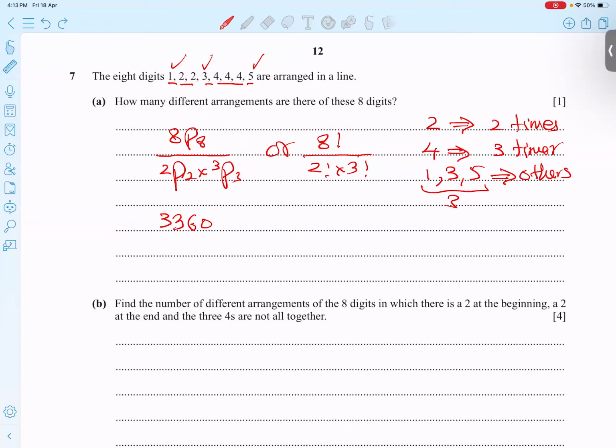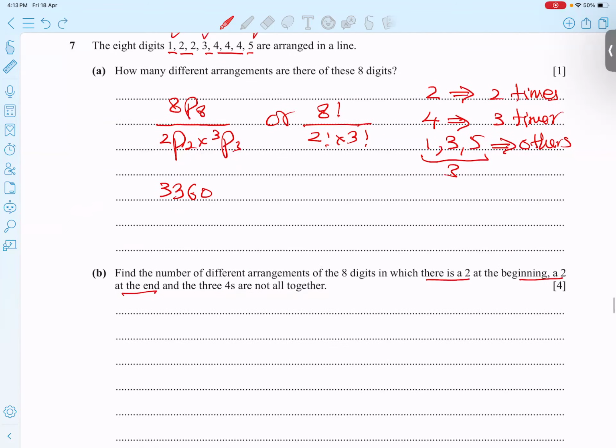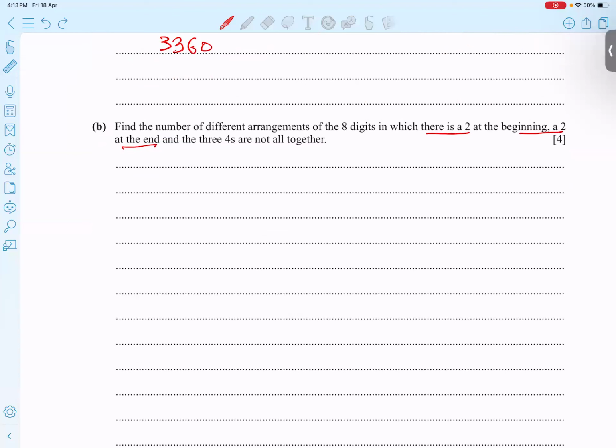So let's talk about the next part. Find the number of different arrangements, again a permutation concept. He says if it starts with the number 2 and ends with 2, but all 3 fours are not together. Okay, I have 2 plannings. Let's talk about if I make this kind of concept.